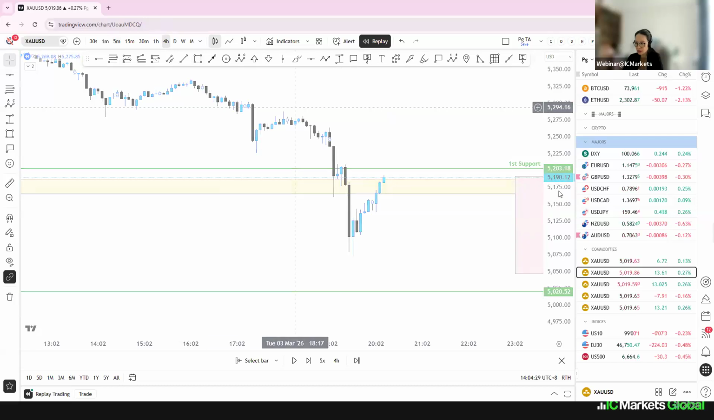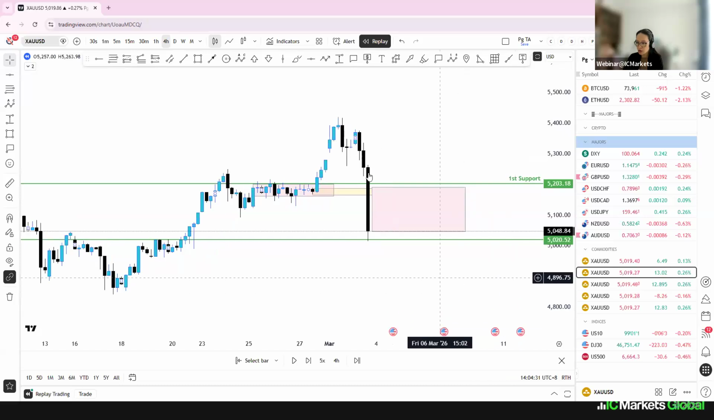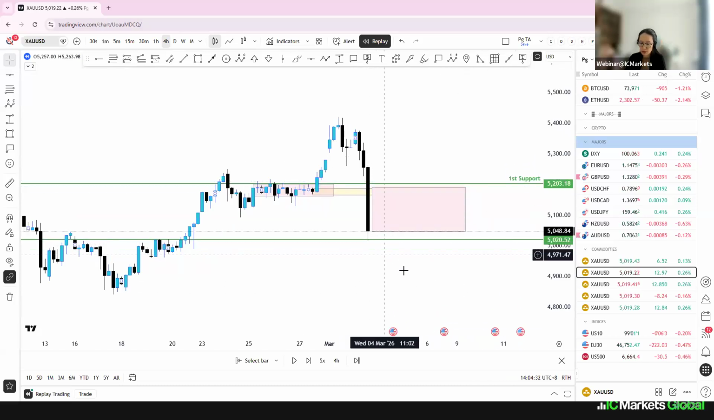Go back to the H4. A strong candle here. So I don't put a pending order. I never put a pending order at all, because I can see on my computer, or I can set my notification.